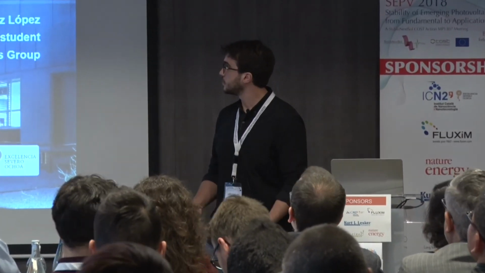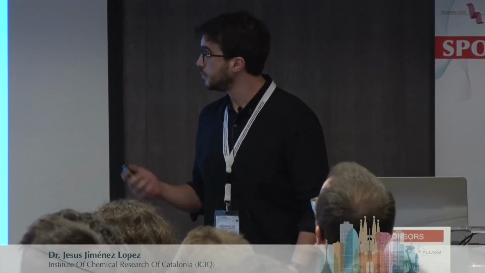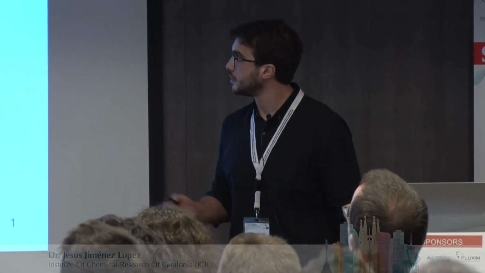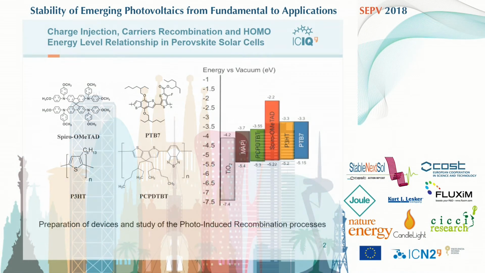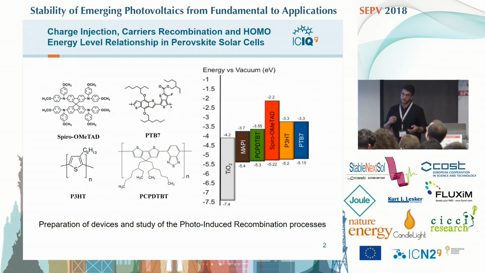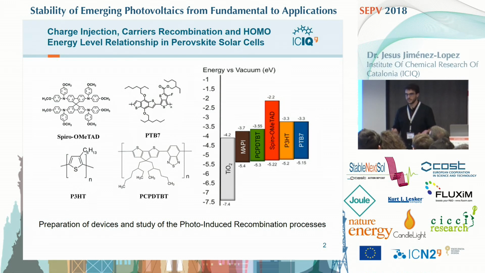Charge injection, carrier recombination, and HOMO energy level relationship in perovskite solar cells, which we published last year in Scientific Reports. In case you want to access the publication, here is the citation. Our focus in this research was to implement several semiconductor polymers widely used in organic solar cells, such as PTV7, P3HT, and PCPDTVT, and compare them with the standard molecule, spiro-OMeTAD, on top.